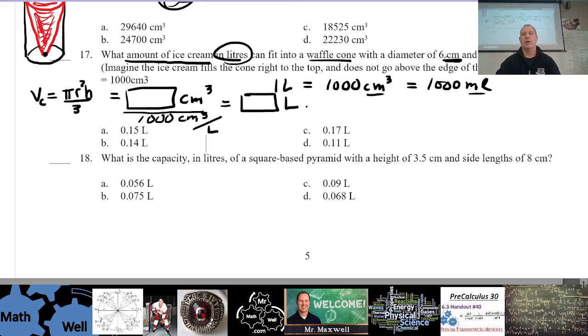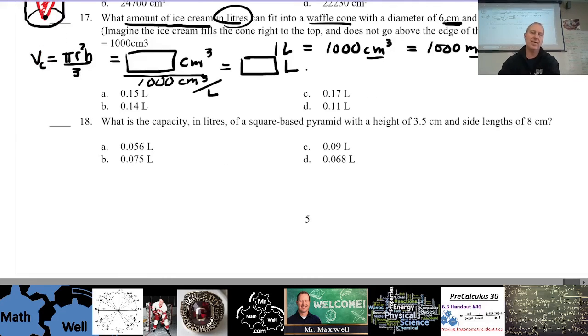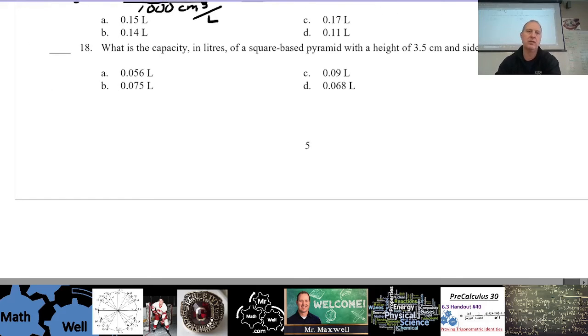Wait, did we say which answer we got? Yes, so you have to select the correct answer, show your work, and select the correct answer there. Because I got B. Because I got like 0.1.